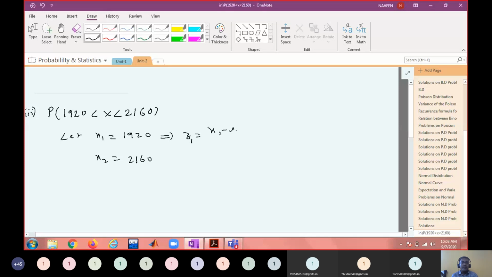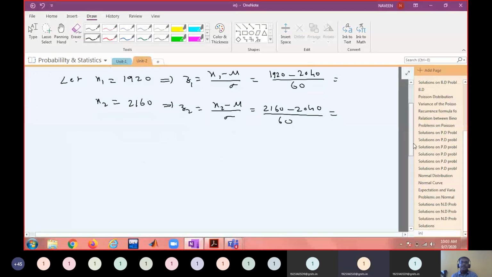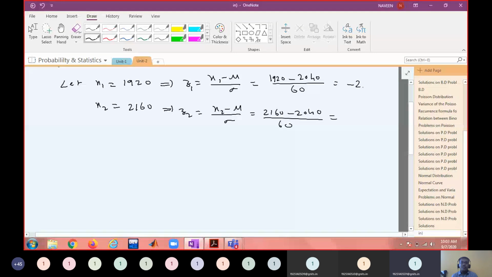Z1 equal to x1 minus mu by sigma. Z2 equal to x2 minus mu by sigma. So 1920 minus 2040 divided by 60, and 2160 minus 2040 divided by 60. Please find out the standard scores. They are -2 and 2.